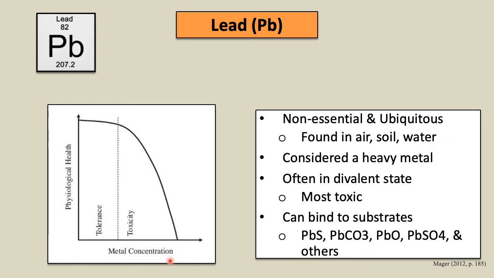Its non-essential description is characterized by this graph that we see, which is similar to ones that we've seen before in the semester. It shows that at low concentrations, there is a toxic effect but with some tolerance. As the concentration increases along the x-axis, we see a continual decrease in the physiological health with no sort of hermetic curve that we would see with something like zinc. Although it's not needed biologically, the chemical and physical characteristics of lead provide many practical functions in things like industry.